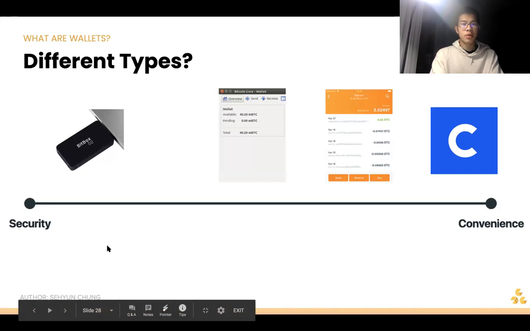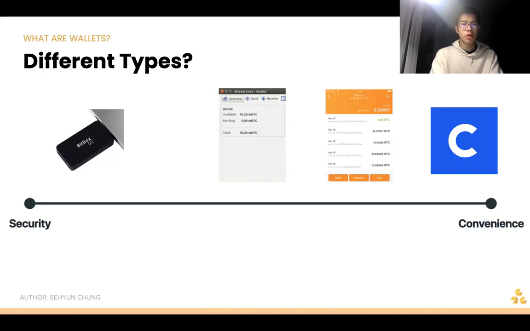And the trade-off between hot wallets and cold wallets is security for the cold wallets, but hot wallets are definitely more convenient, because you don't have to memorize anything and they're just a lot easier to use.